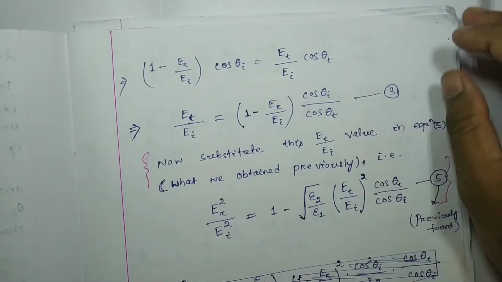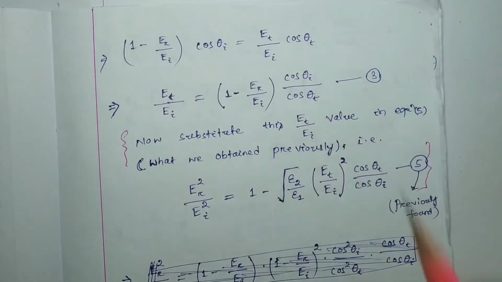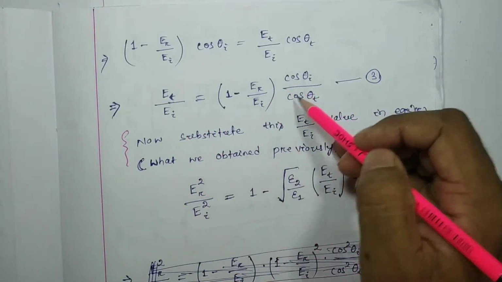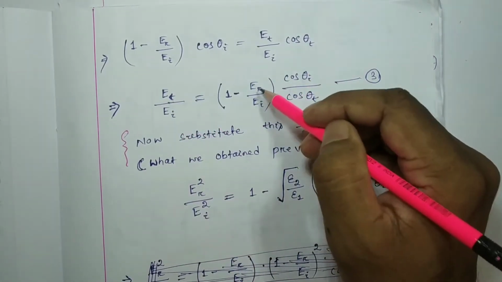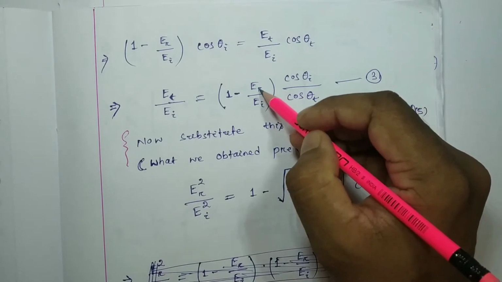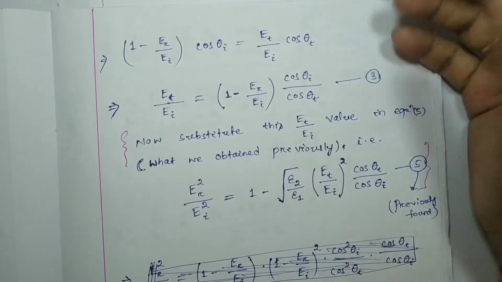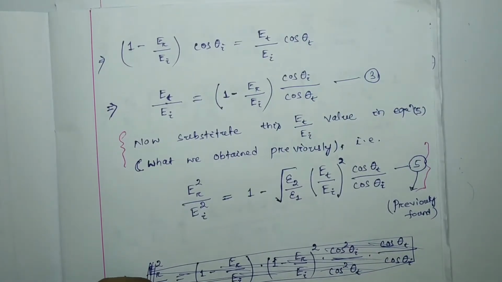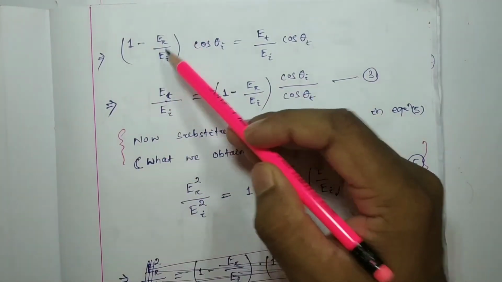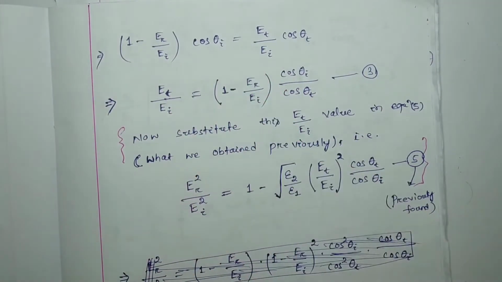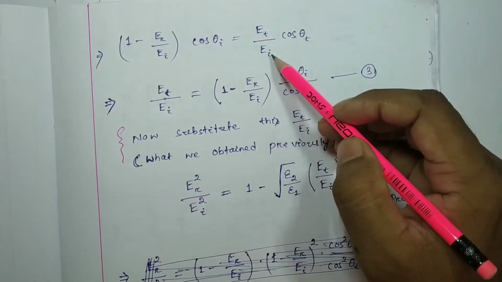Here I suggest one thing: whenever you are writing derivations, you have to write t, I, r carefully, because here you are likely to make mistakes. Unconsciously, suppose this is r and you write t; next time when you follow your notes you will be confused. So write the notes carefully. So 1 minus ER by EI cos theta I, just follow my words and pause the video and write ET by EI cos theta t.